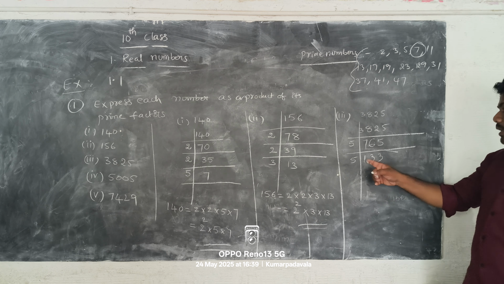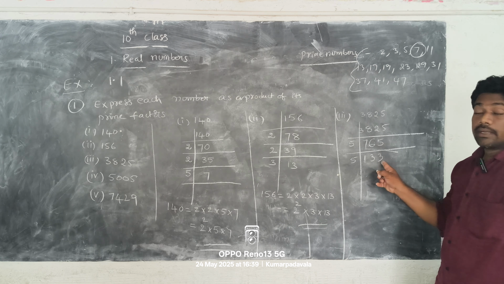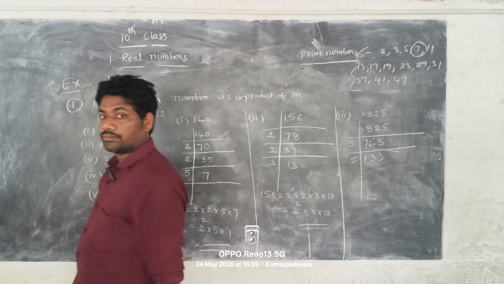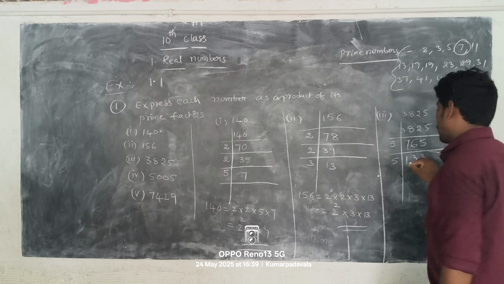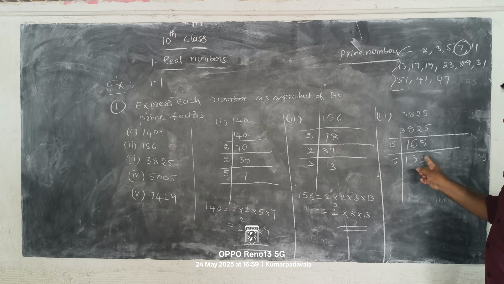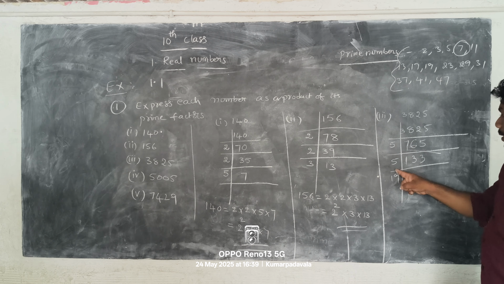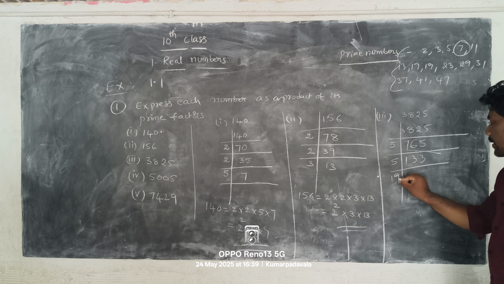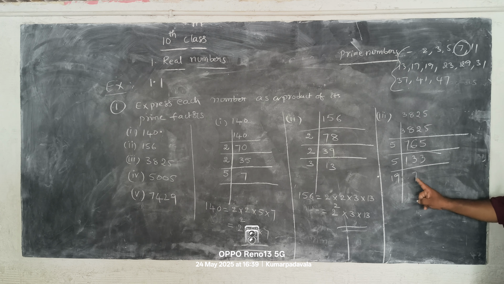So 133. Is any table going to cancel 133? 133 will be cancelled in 19 table. How many times is it cancelled in 19 table? See, 70, 7 9s are 63, 7 times. So we got at last 7.